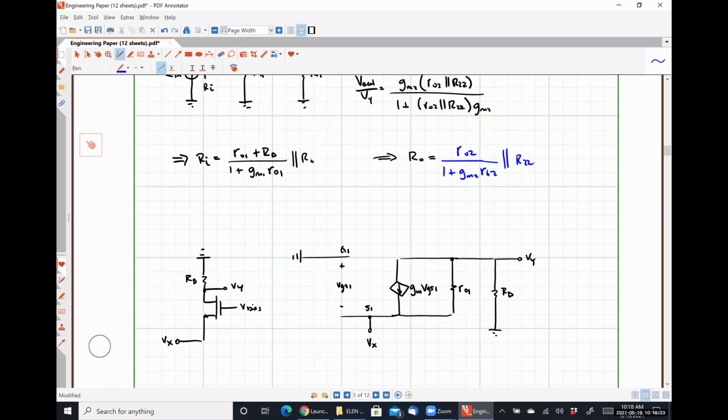On the test, channel length modulation is going to be ignored, just to be clear. So, yeah, so that I don't make mistakes and so that you don't make mistakes. So. All right.